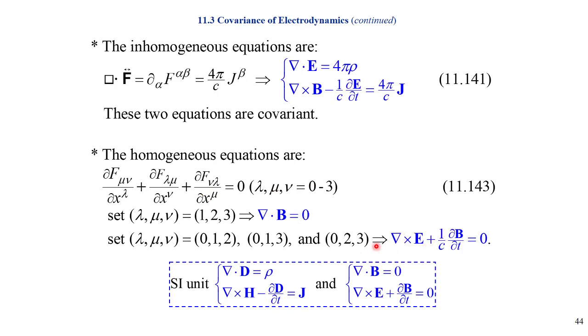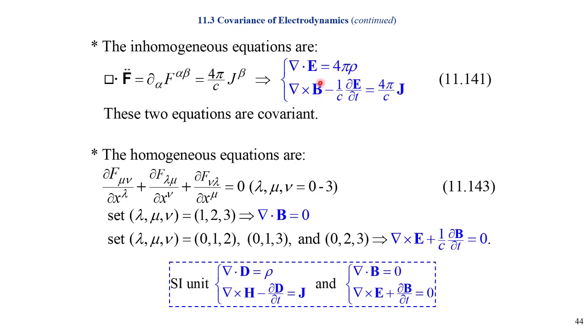And this one gives us curl of E plus 1 over c partial B partial t. In Gaussian units, E and B have the same dimension, as you can see here. However, for SI units, it's not. Divergence B equals 0. Oh, good, the same. However, curl of E plus partial B partial t differ here.